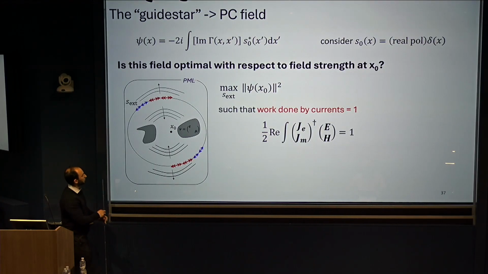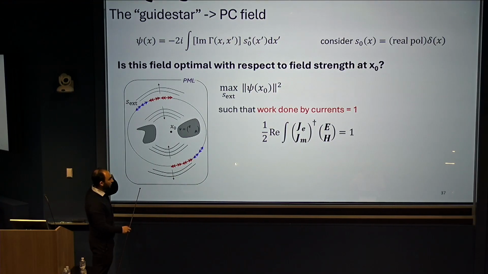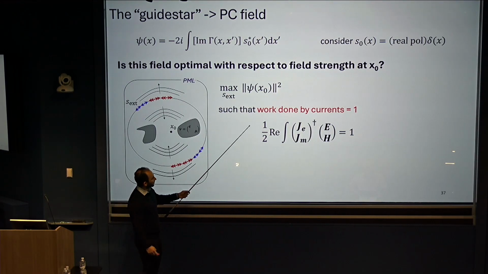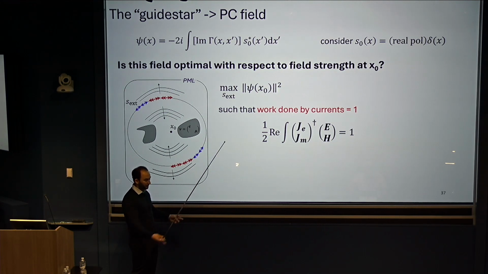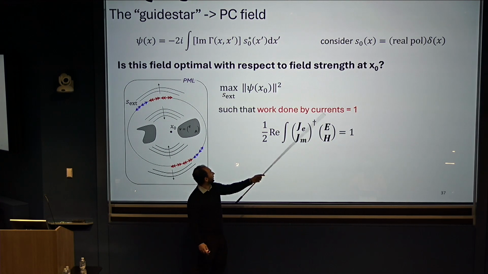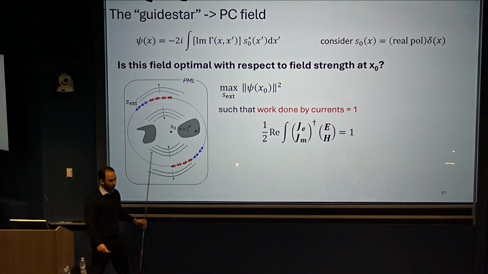Maybe the more important question in my mind is: is this optimal with respect to maximizing the field strength at x0? So let's try to set up another Rayleigh quotient optimization problem. The normalization here is that the experimentalist does some amount of work to generate these currents. Let's set that amount of work to be 1 and maximize the field at the origin.